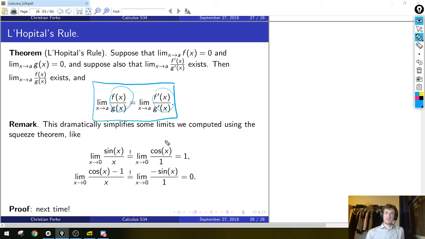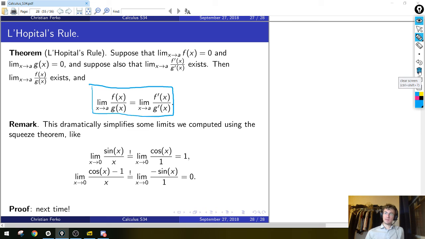That's very weird to me. Usually when we have a quotient of functions, you would expect the quotient rule to enter, right? You would expect something involving f prime g minus g prime f over g squared. That is not what enters here. What enters in this theorem is literally the derivative of the top divided by the derivative of the bottom. f over g approaches the same point as f prime over g prime. So, I find this remarkable.